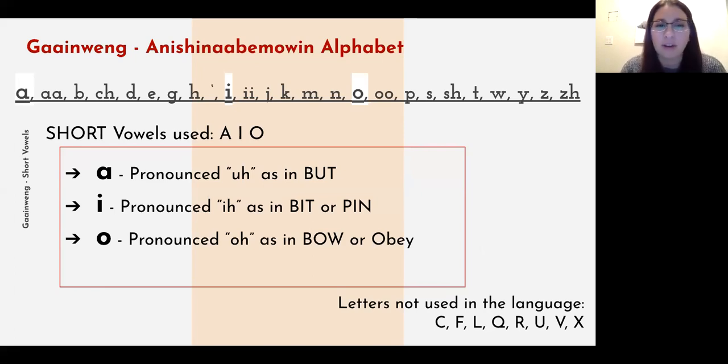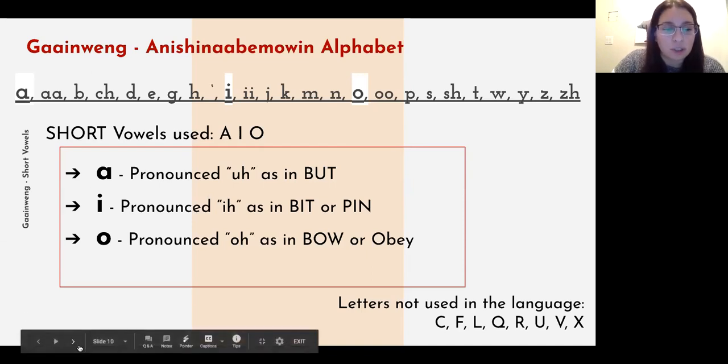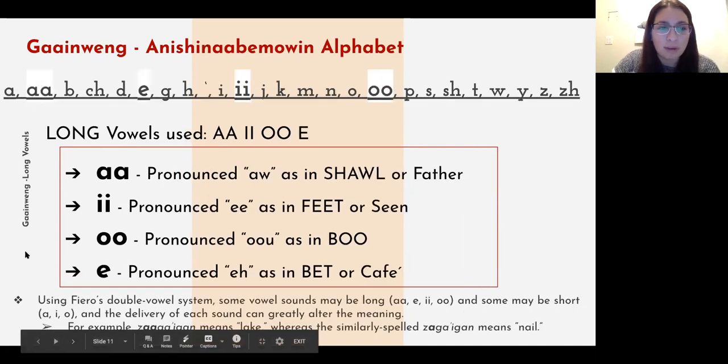So we talked about the alphabet, the Anishinaabemowin alphabet. We talked about short vowels. Short vowels have a short sound, and long vowels have a long sound. We're just going to quickly go over these. A is pronounced as in butt. I is pronounced eh, as in bit or pin. O is pronounced oh, as in bow or obey. You can just go over those and say them out loud.